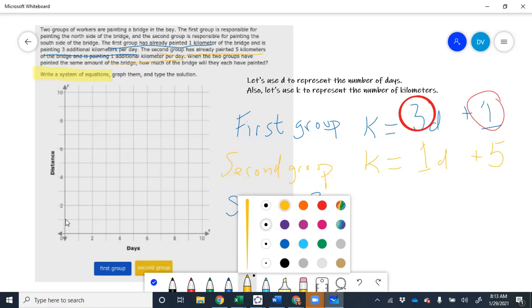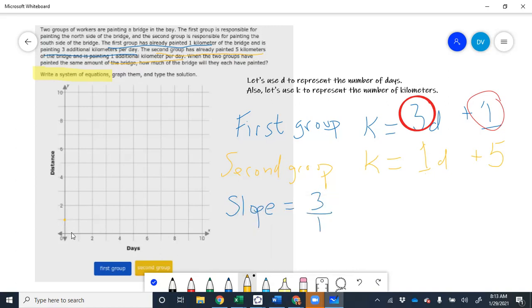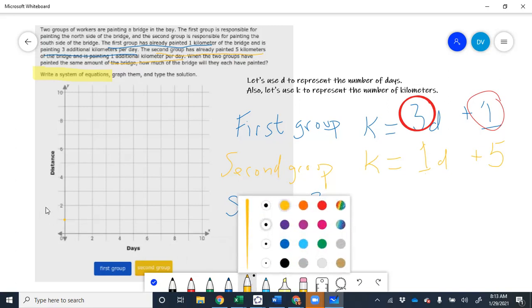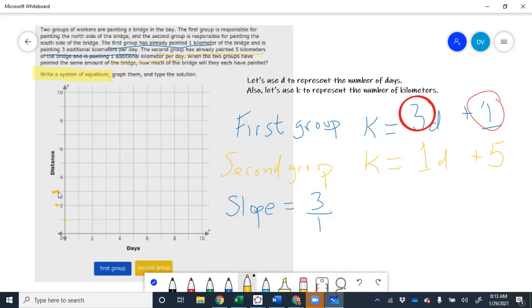At positive 1, which is right here on the y-axis. Then we want to go up 3 and over 1. So let me make a little hash mark for just a second. Up 1, up 2, up 3, and over 1. So that's where we're going to make that point or dot.